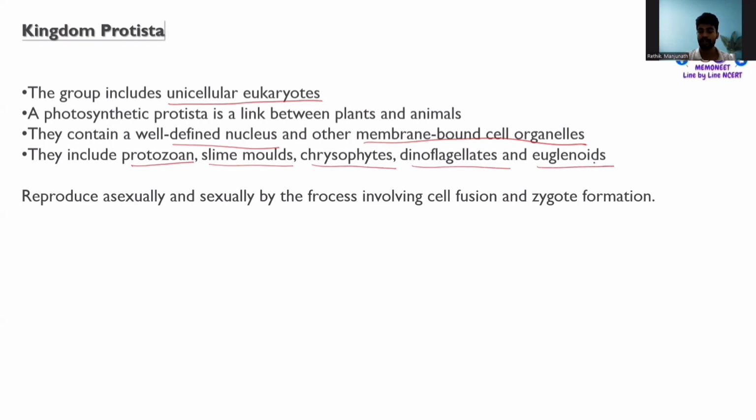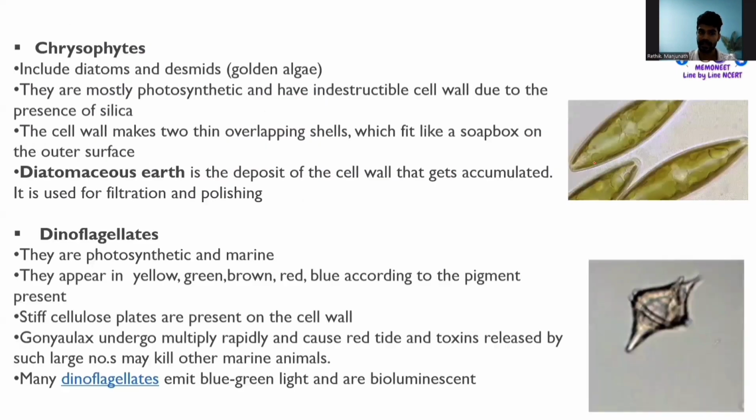So what about reproduction? They normally reproduce both by asexual reproduction and by sexual reproduction, involving two cells fusing together, forming the zygote. We'll go with the subclasses first. The very first subclass of the kingdom Protista is chrysophytes. So what are chrysophytes? They include all the diatoms as well as desmids, which are together known as golden algae.